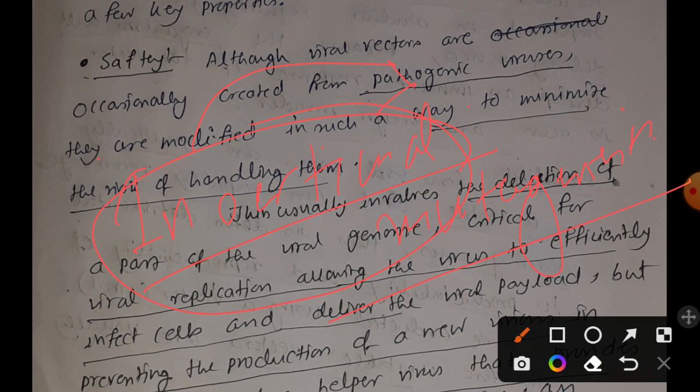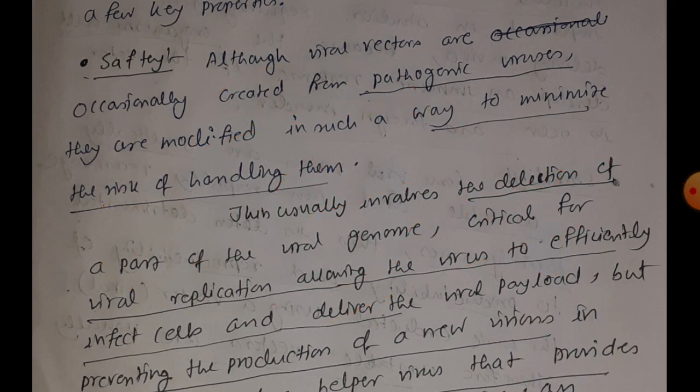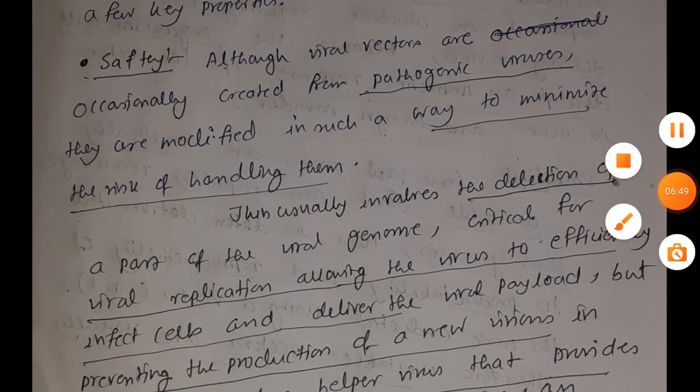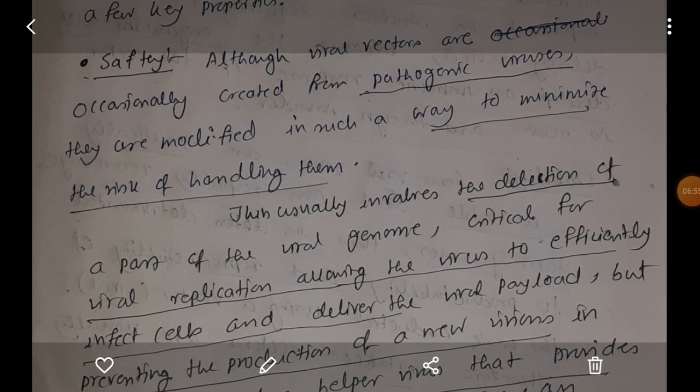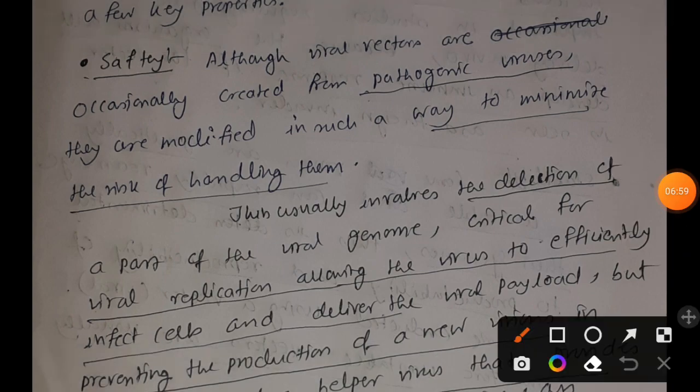So two points in safety we have learned. One is the inhibition of replication, and the other is the prevention of insertional mutation. We have to keep these two things in mind very carefully.